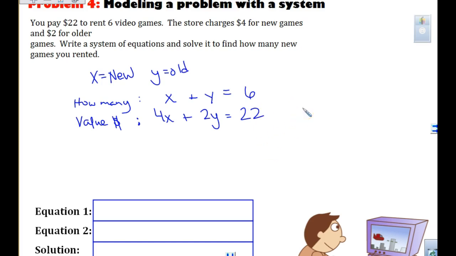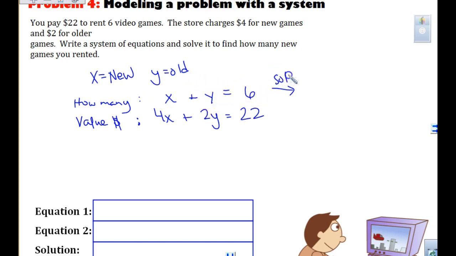So I'm looking at these two and I'm thinking, is there one variable that would be really easy to solve for, either an x or y? Because neither one of them tells us what x equals or y equals. So we have to pick one. Anyone have a choice? Solve for x or y in the first equation? What do you want to solve for?